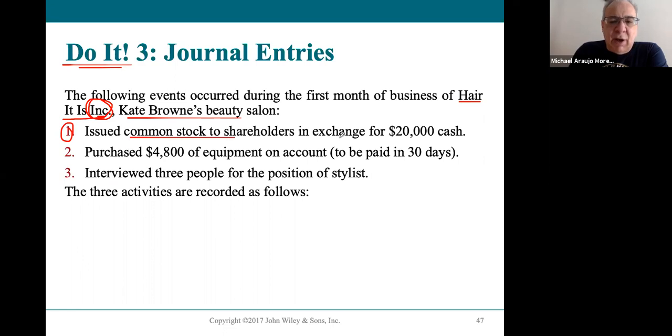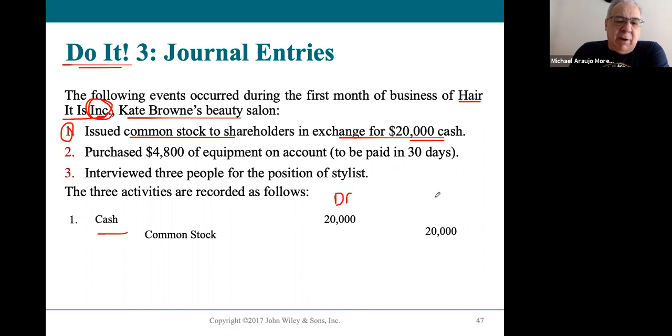You're going to see this over and over and over again. It's very, very simple. It's very common. We have more cash. We have more common stock. How would it look in the journal? We would debit cash 20,000, credit common stock 20,000. Notice there's an indentation here. Notice that this is the fake debit column and the fake credit column here in your imagination. This is how it's listed here.